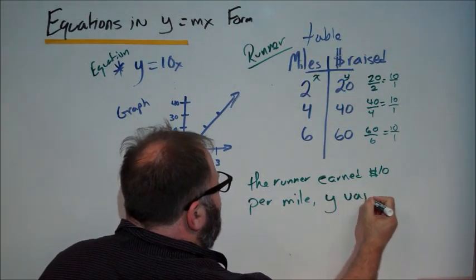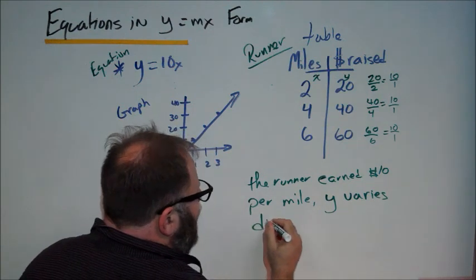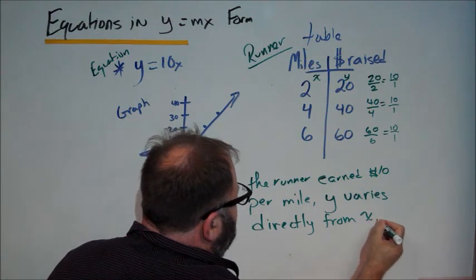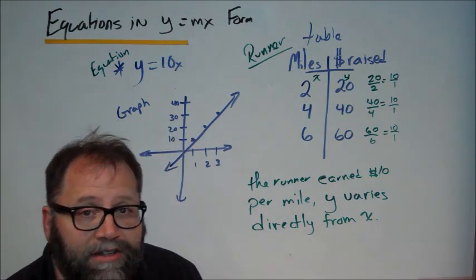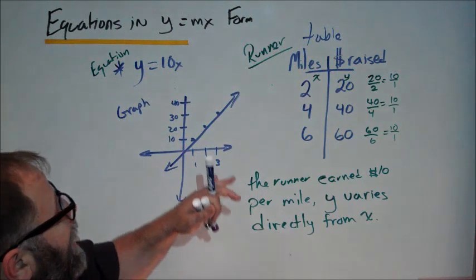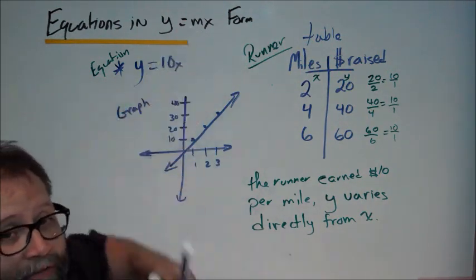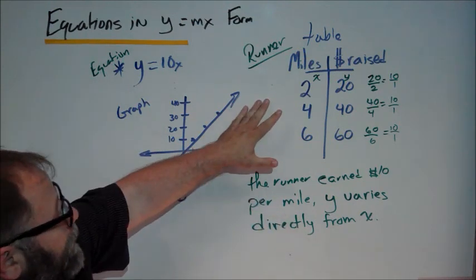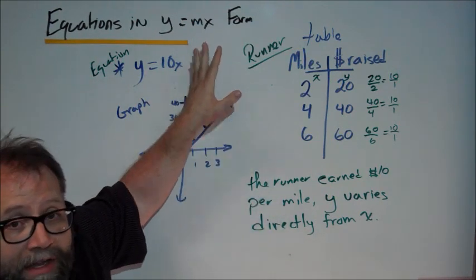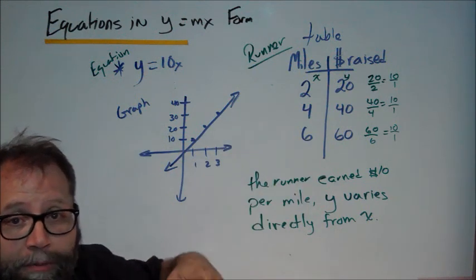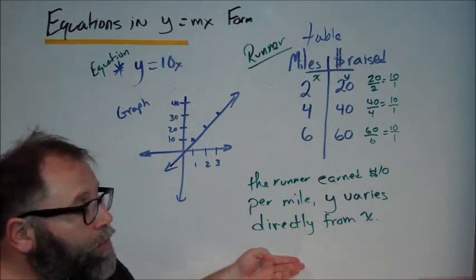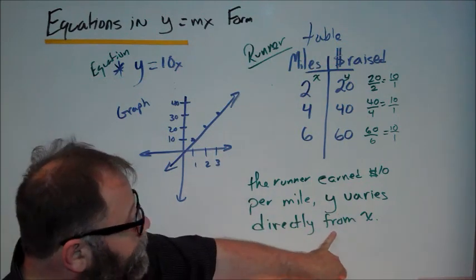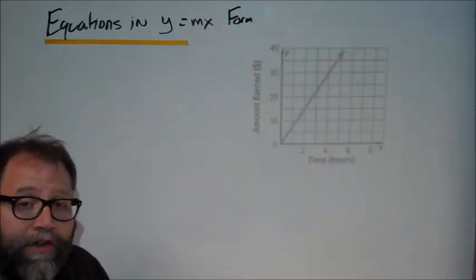y varies directly from x. That phrase is our words indicator that we have direct variation going on here, that we have a y equals mx equation. Because of that, we've got the ability to say that whatever the m is, it is the slope, the unit rate, the constant of proportionality, if our statement says y varies directly from x.